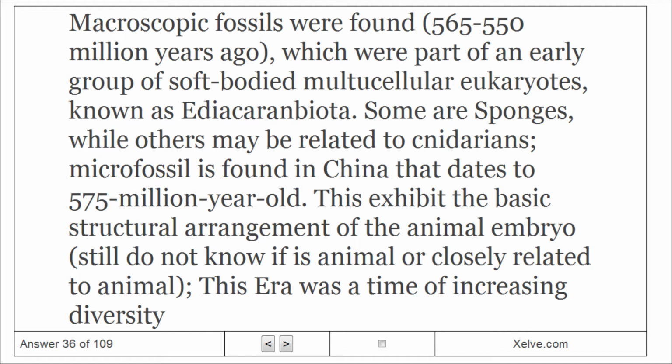A microfossil found in China dates to 575 million years ago. This exhibits the basic structural arrangement of the animal embryo. We still do not know if it is an animal or closely related to animals. This era was a time of increasing diversity.